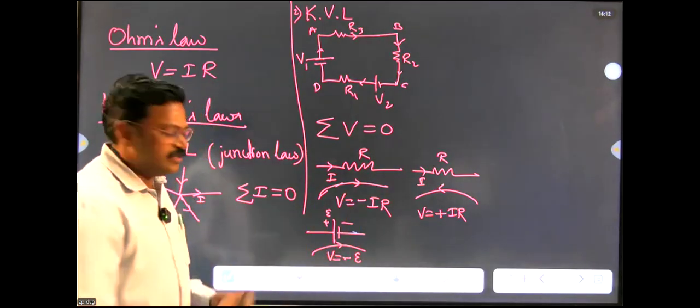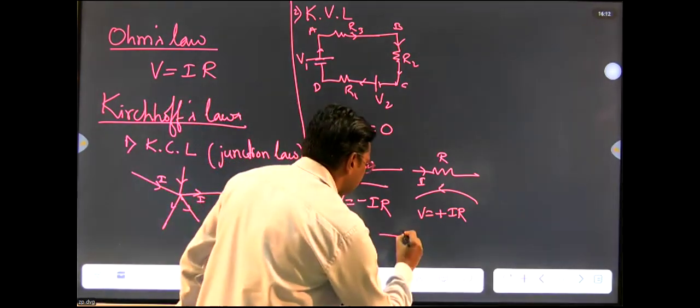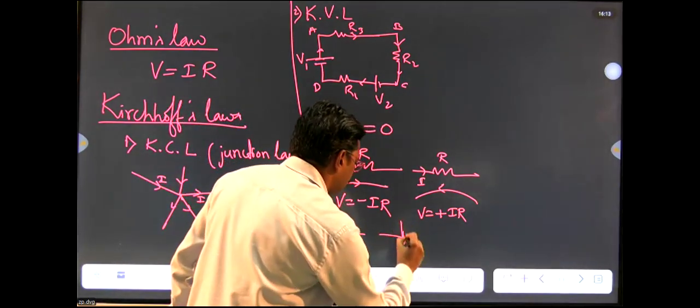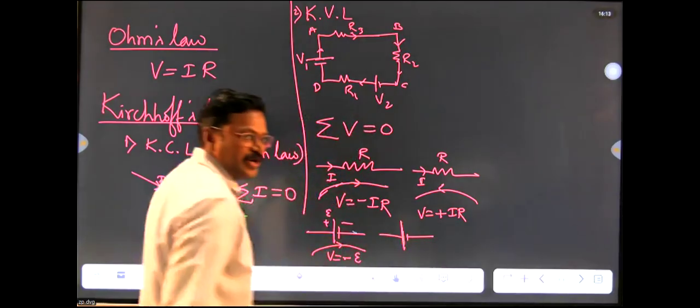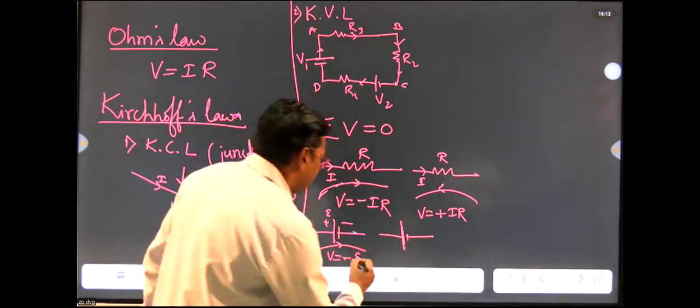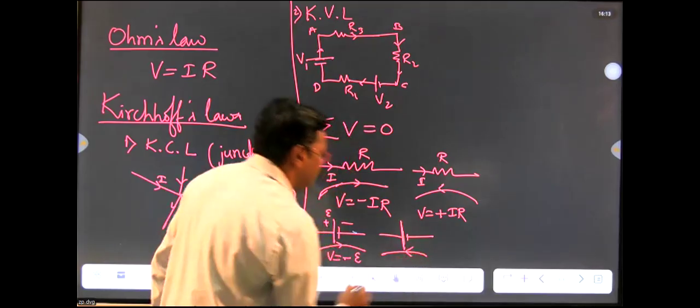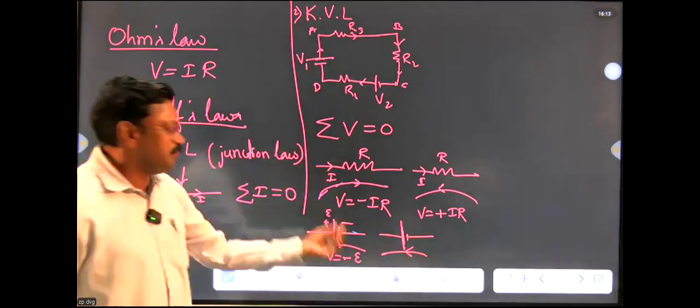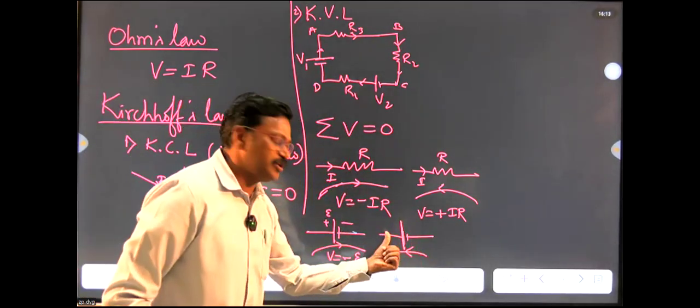All right. On the other hand, let's say there is a battery and we are traversing in the opposite direction. That means we are moving from the negative terminal to the positive terminal. That means we are moving from lower potential to higher potential.